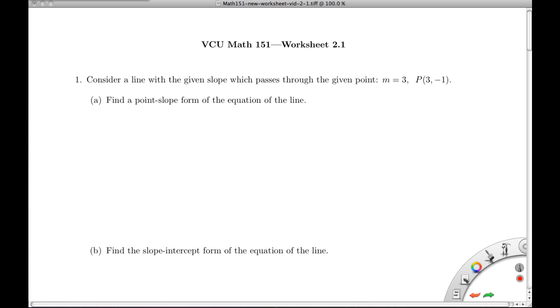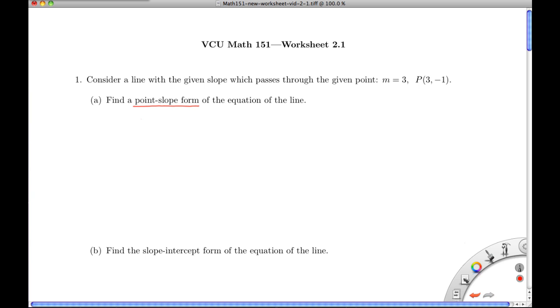Hey everybody, so this is the solution video for Worksheet 2.1. We're going to be talking about linear functions. And the first problem, we're asked to consider a line with a given slope of 3 and that the point 3, -1 happens to be on that line. So first we're asked to find the point slope form of the equation of this line.